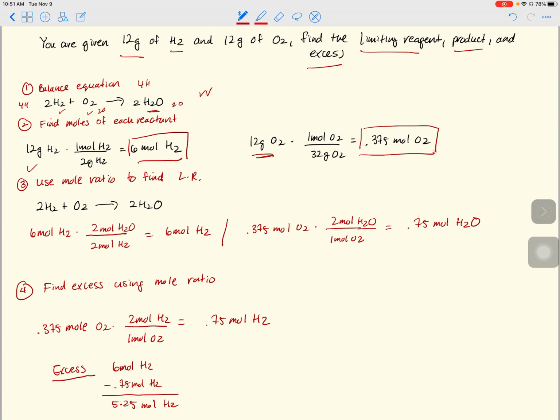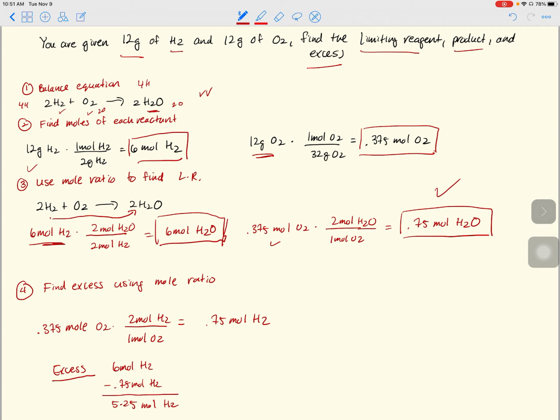And so we use the mole ratio of 6 moles of hydrogen. And from that reactant, how much product can we make? 2 to 2. And so if I react 6 moles of hydrogen, I make 6 moles of water. I should put that down. And then from 0.375 moles of oxygen, how much product do I make? 0.75. And now you're in this dilemma again, which is the limited reagent? And the limited reagent is oxygen, because you want to make the less product.